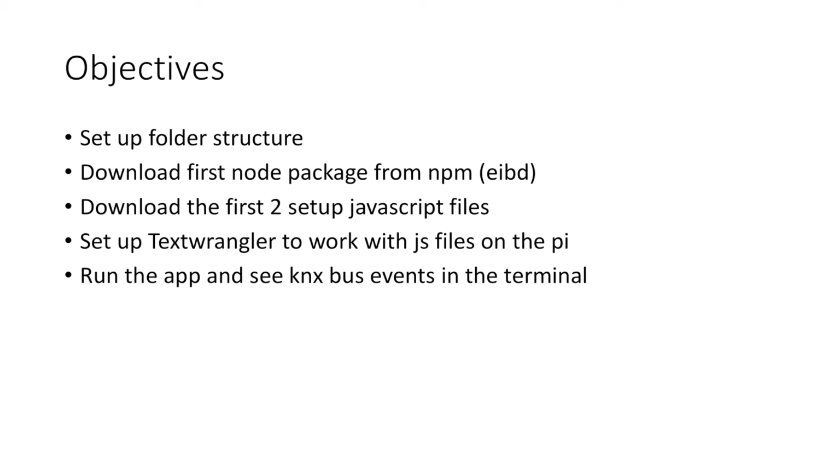Then we're going to download a couple of JavaScript files which I've written, which will initialize the EIBD and will act as the central element for our application. We're going to work with these files in Text Wrangler on the Pi, and you can see how to do that. And then we're going to run the application and see the KNX bus events in the terminal. So the Raspberry Pi will be listening to the KNX bus and then surfacing those events in the terminal.